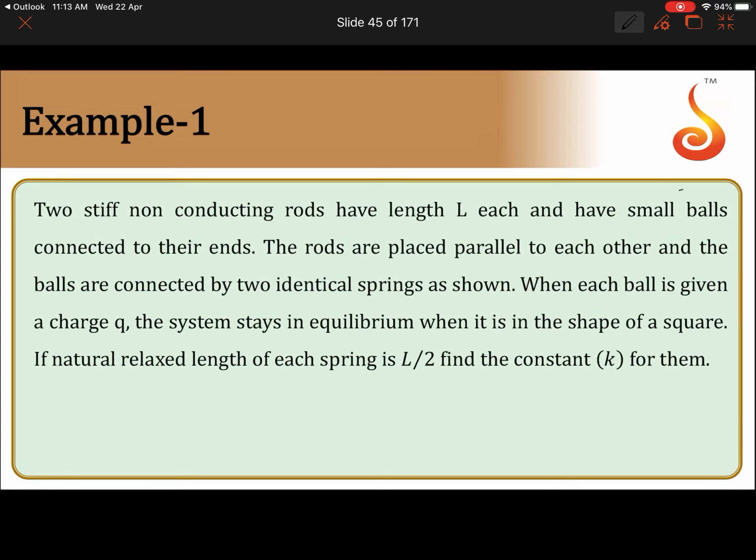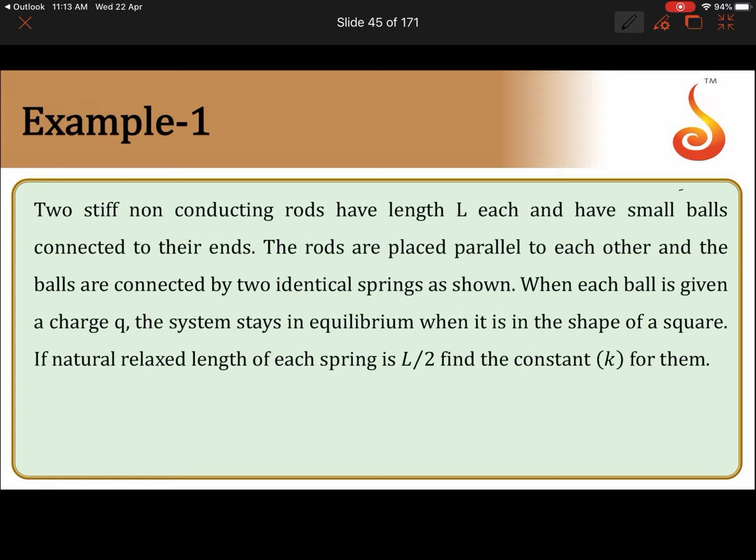Let us come to questions on electrostatics. First question is, two stiff non-conducting rods have length L each and have a small ball connected to their ends. Rods are placed parallel to each other and the balls are connected by two identical springs as shown. When each ball is given a charge Q, system stays in equilibrium.